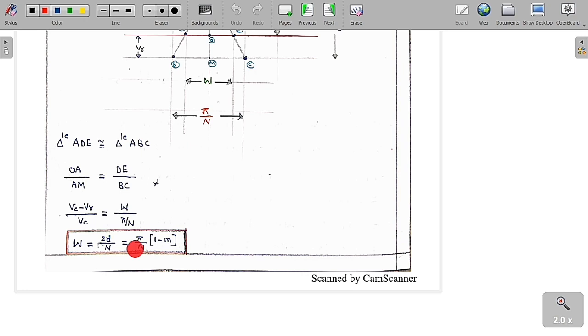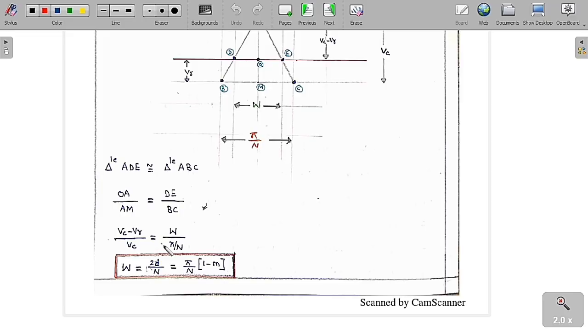If you do the simplification, finally we are going to get W is equal to pi by N into 1 minus M, where M is VR by VC. So you are going to get it in this format. The pulse width of any signal is equal to pi by N into 1 minus M, where M is VR by VC. So finally the pulse width is equal to 2d by N, which is pi by N into 1 minus M. M is the ratio of VR by VC.